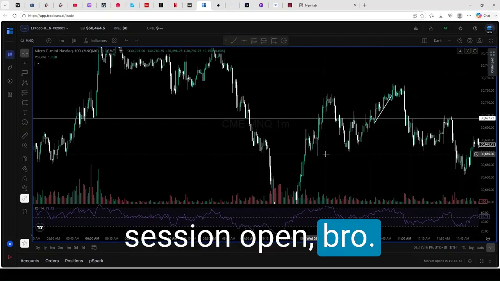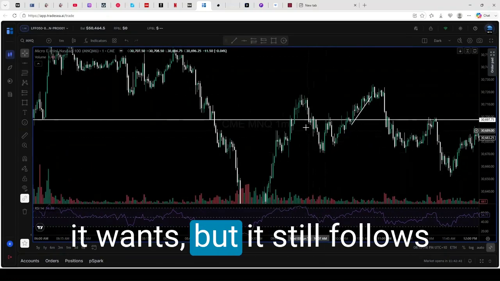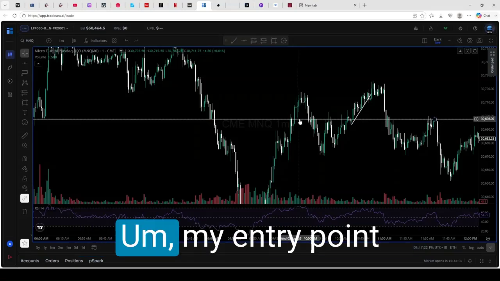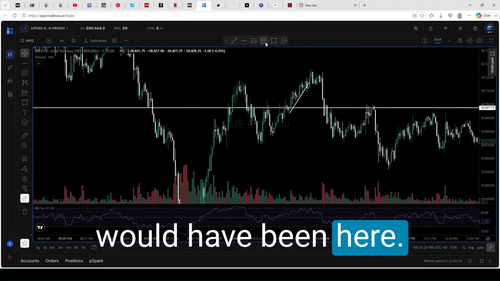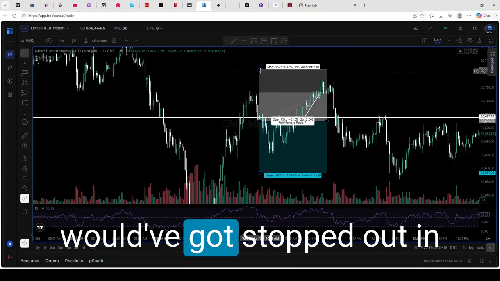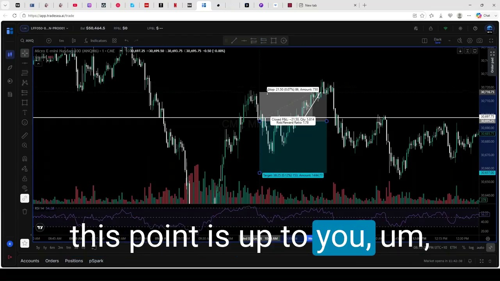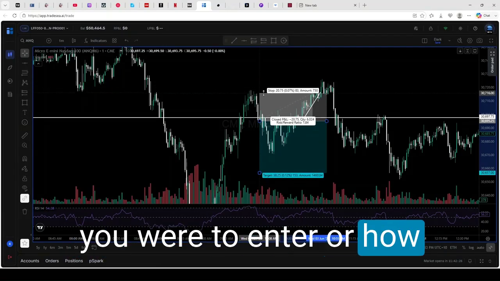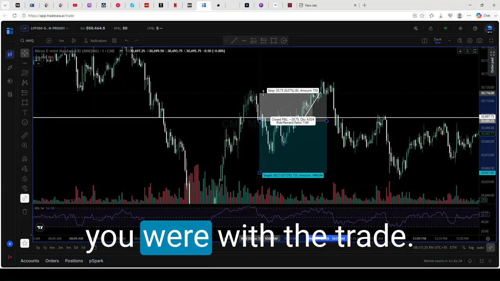It's the session open, bro. It literally can do whatever it wants, but it still follows some form of structure or some form of pattern. My entry point would have been here. Now, whether or not you would have got stopped out on this point is up to you, depending on how quick you were to enter or how lenient or careful you were with the trade.